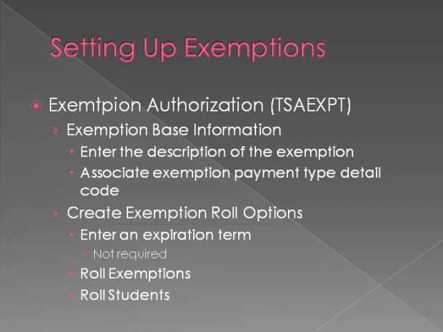Your exemptions work very much like your contracts do, in that you have an exemption authorization form, which is TSA EXPT. You also have base rules. You can roll your exemptions, and then you also have the various level authorizations to assign your exemption payments. Your exemption base information requires a description for the exemption or the waiver that you're entering. It also requires that you associate the payment type detail code that you built in the detail code control form.